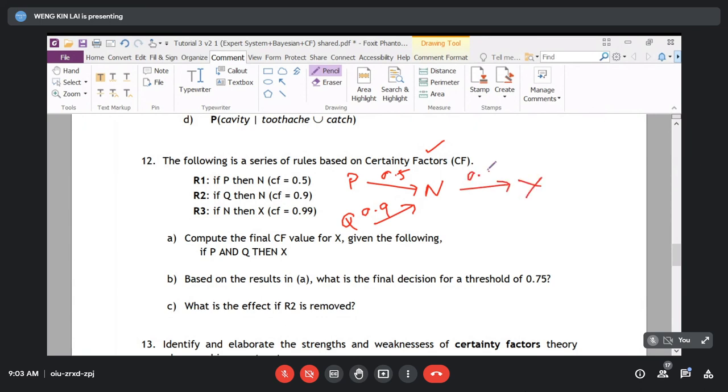Now, notice here in this section, left-hand side, this is parallel. So both of these contribute. So logically, the argument is, if you have more than one event contributing to the outcome of this event here, it should strengthen it, right? As you will see later on. So now we want to calculate the certainty factor for X given the following: if P and Q is true, then X is true. So we want to look at this.